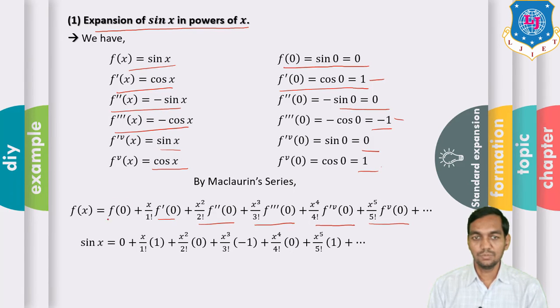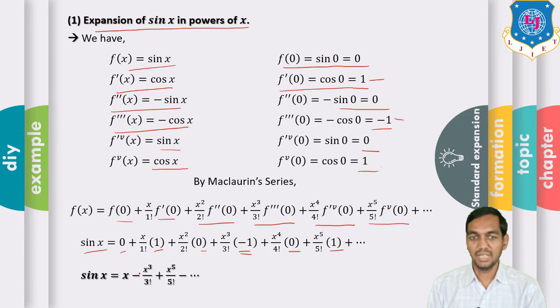Here we are going to put the values. This is sin x. f(0) has a value 0, f'(0) has a value 1, f''(0) has a value 0, f'''(0) has a value minus 1, f4(0) has a value 0, f5(0) has a value 1 and so on. So that will give you the series x - x^3/3! + x^5/5! - and so on. So basically sine has an odd power series.